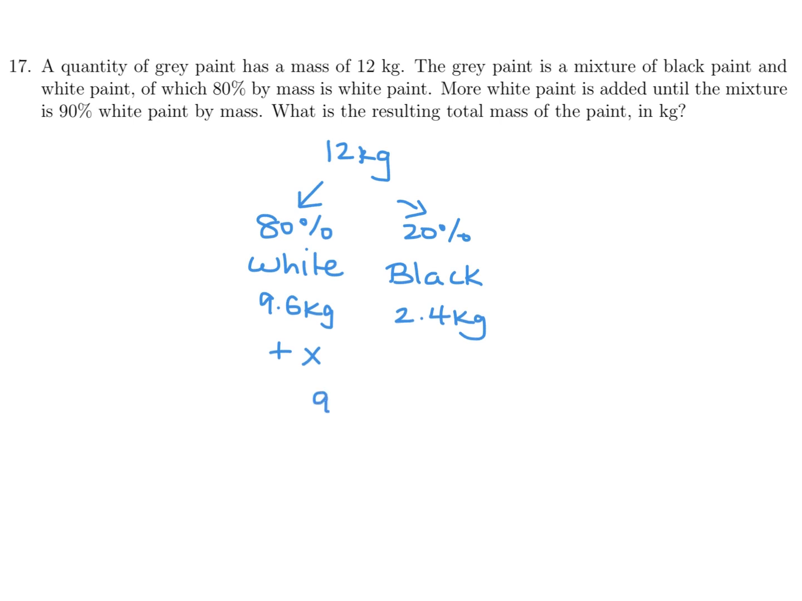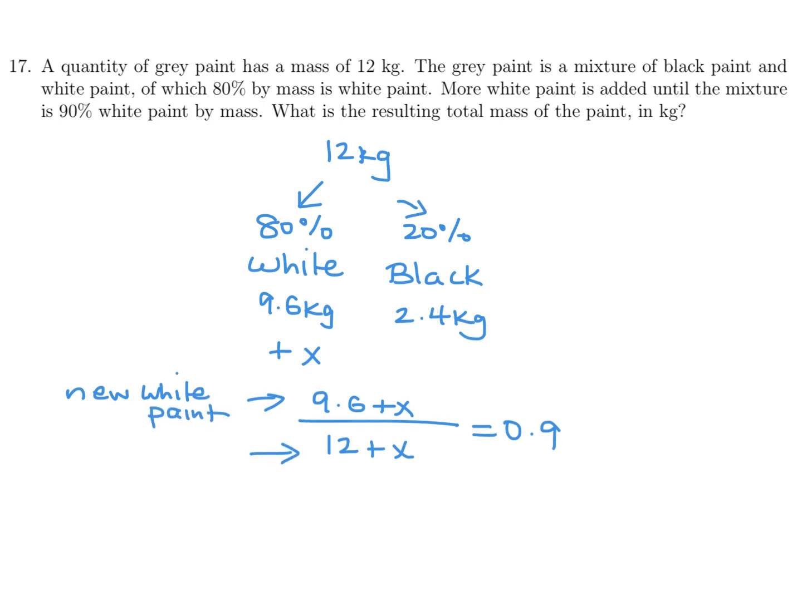So that means now that 9.6 plus x over the total, which would be 12 plus x, that's going to be 90%. So this is my new white paint mass, and this is the new total mass. And I guess the new total mass is what they're asking. So eventually I'm going to have to figure out what is 12 plus x, but first I have to figure out x.